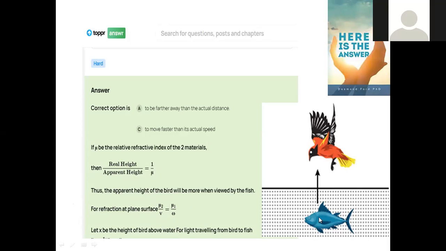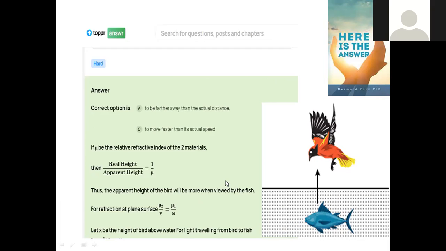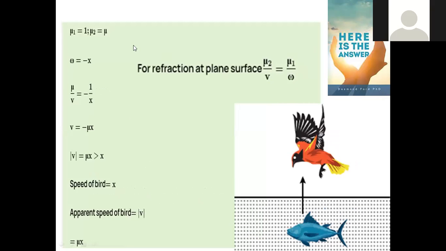So let us assume the actual distance from this fish to the bird will be x. X is nothing but the height of the bird above the water for light traveling from the bird to the fish. The exact distance from the fish to the bird will be x, right? So here, this is the equation we just discussed, given by the topper. Then mu2 by v is equal to mu1 by u. Mu1 value is taken as 1 and mu2 is taken as mu only. So u value will be minus x. Sign convention values we already know, how to change the sign of the parameter, right?